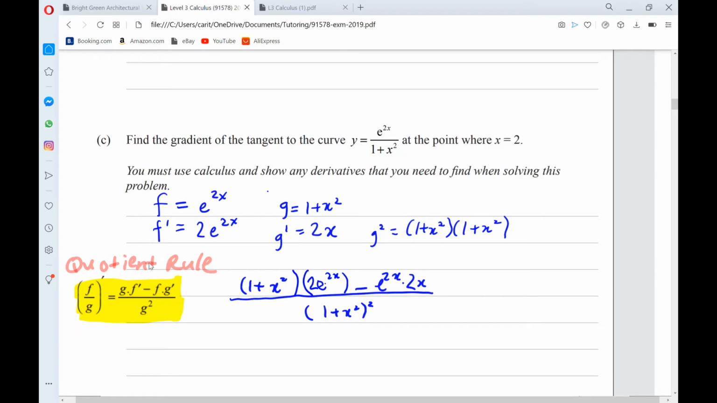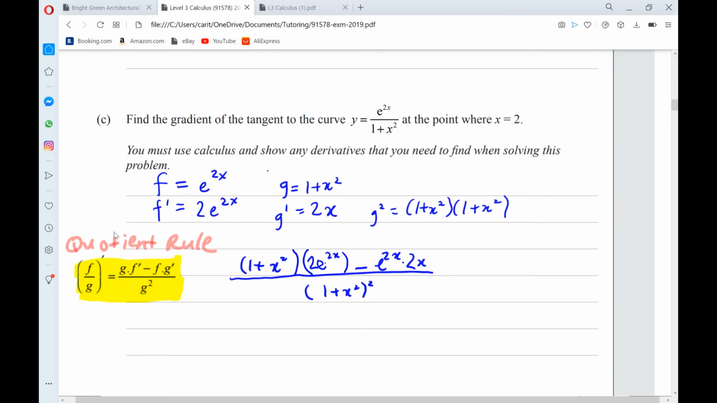It says, find the gradient of the tangent to the curve y equals 2x e to the power of 2x over 1 plus x squared at the point where x equals 2. When it says gradient, we know that we must differentiate the equation given to us. And we can clearly see that that's a quotient because it's one function at the numerator divided by another denominator function.